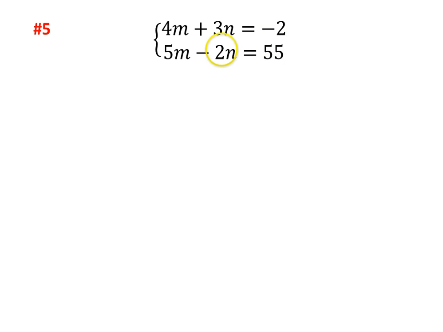The problem is that, once again, if I add these things together, I'm not going to eliminate m or n, because these two do not make 0. 4m and 5m do not make 0. Positive 3n and negative 2n don't make 0 either. So I want to manipulate these equations so that they will cancel out a variable.